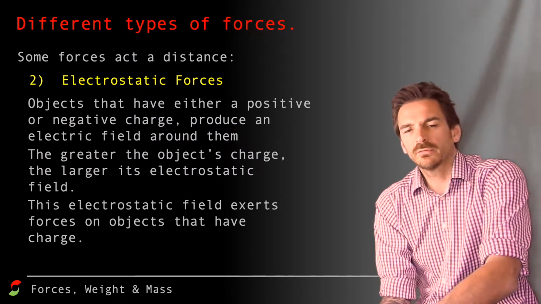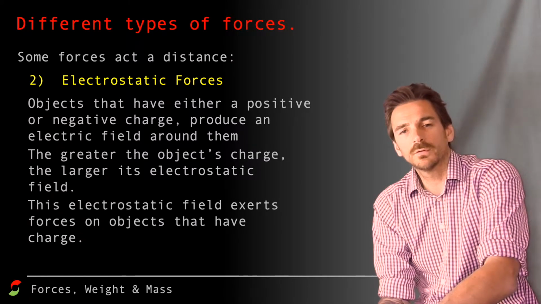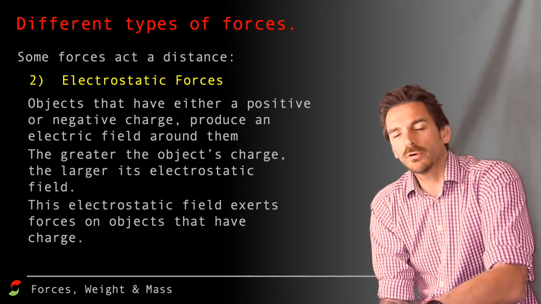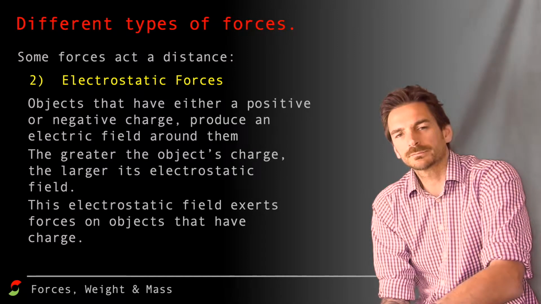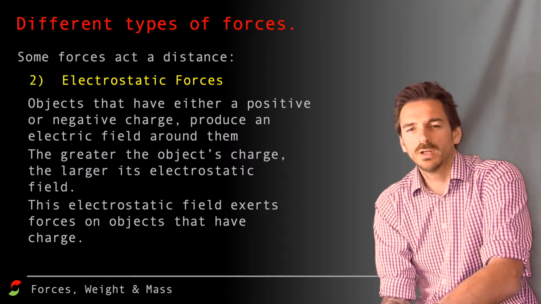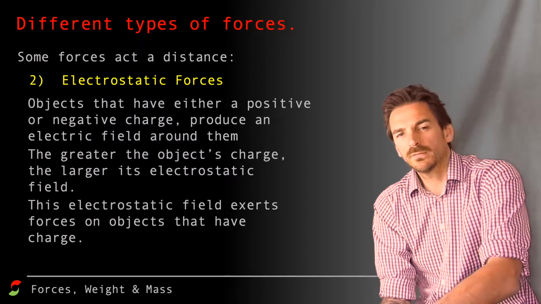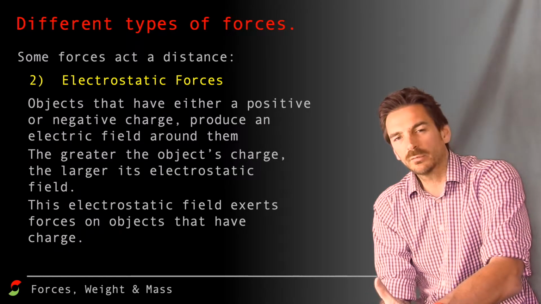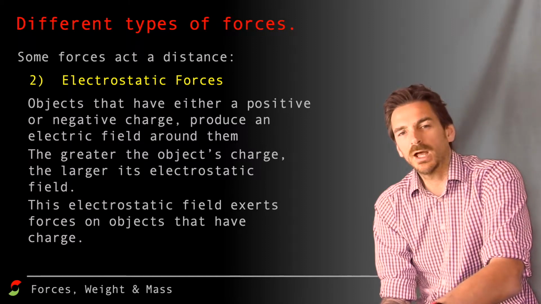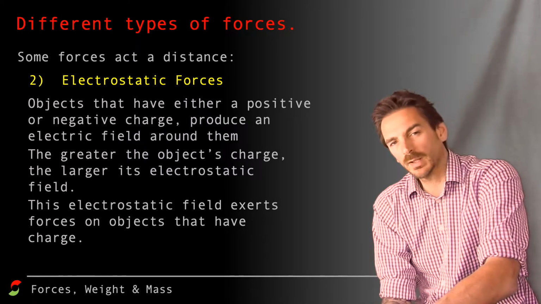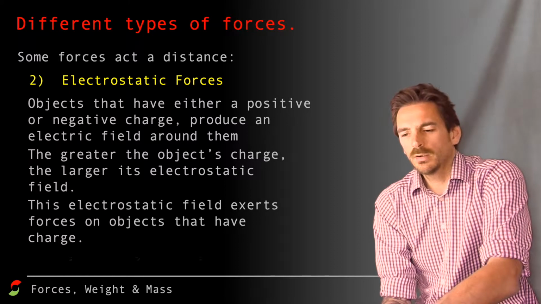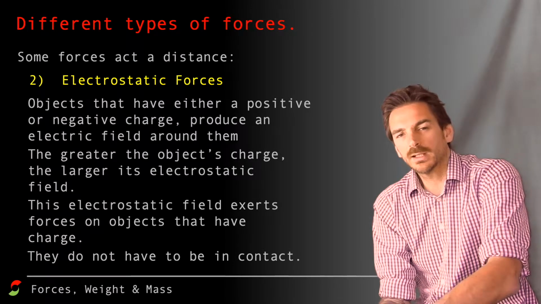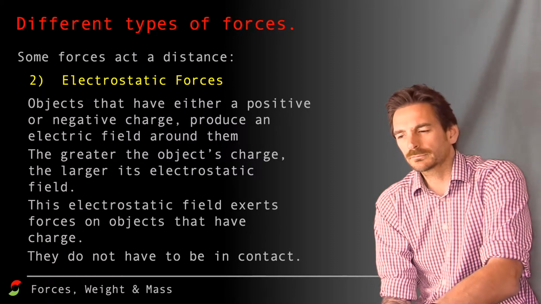This electrostatic field will exert forces on objects within that field if those objects have charge. So for instance, if you had an electric field produced by a positive or a negative charge, and you place an object with charge inside that, you might get attraction or repulsion taking place. Again, these forces don't need to be in contact, they can act at a distance.